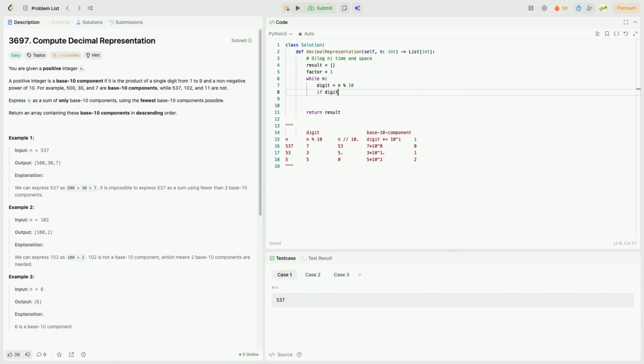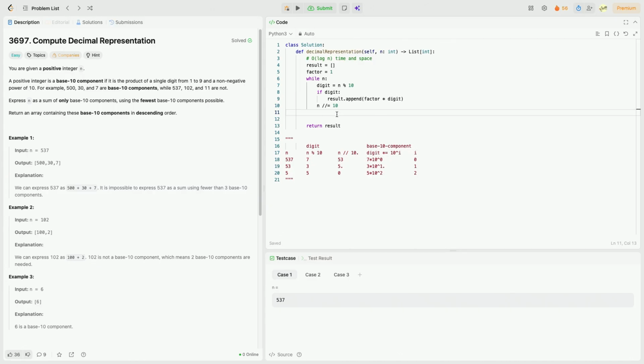Now, if we have a digit, we need to append it to a result. Otherwise, if we have here in this example 102, one digit would be 0, but we don't want to add it as a component because 0 is not a component that we need in order to rebuild the number 102 when we sum them up together again. So if digit, we do result.append factor times digit. And now we just divide our value n by 10. So that's going to be the integer division, this step here.